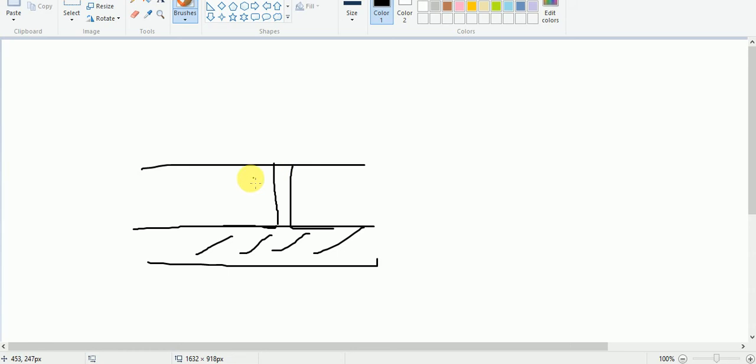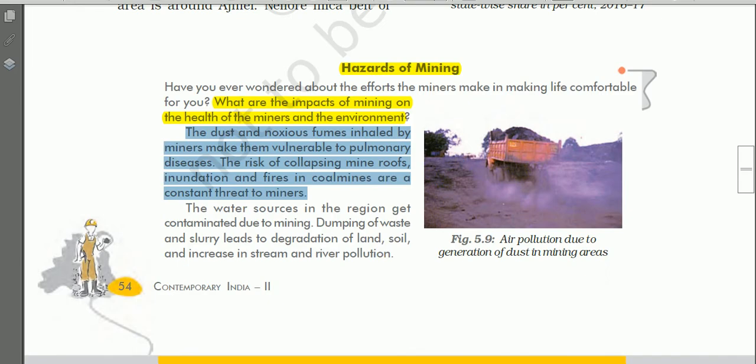So sometimes the roof here may collapse, or there may be flooding in the hole. Flood water may enter and thus kill the people. That is what is mentioned in the book. Then fires in the coal mine: sometimes while doing mining, a fire may break out inside the tunnel and kill people. That means mining is very risky.